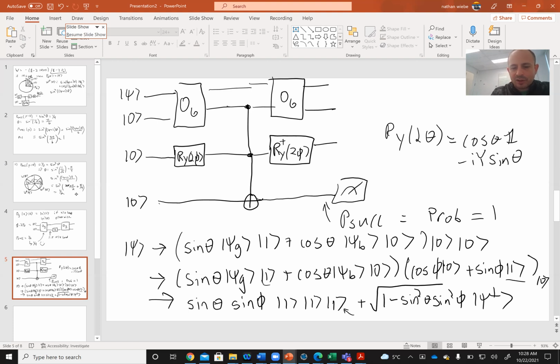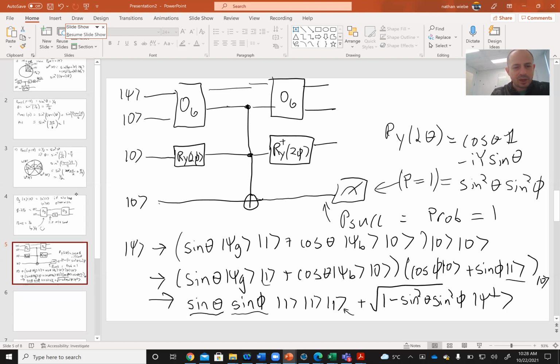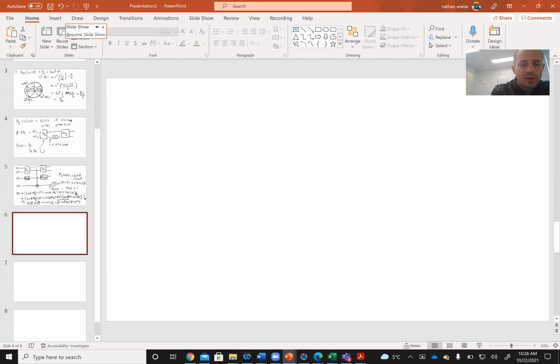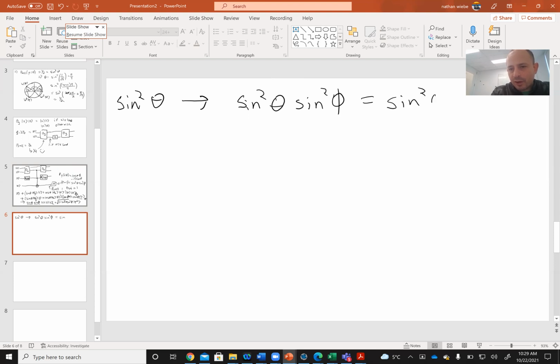So if we take a look at this, we can immediately see that the probability of this qubit being 1 over here is going to be sine theta squared times sine phi squared. So the probability of this being 1 is equal to sine squared theta sine squared phi. Okay, so this means that if we use this particular circuit, then in effect, sine squared theta maps to sine squared theta sine squared phi, where the user can always pick what that angle phi is going to be without loss of generality. And I'll call this sine squared theta prime.